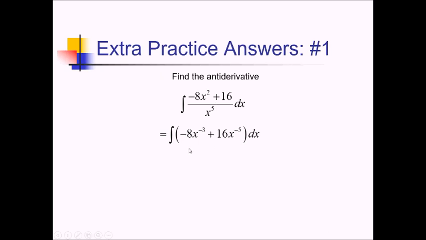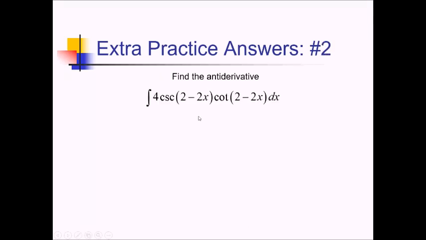And now let's just use the reverse power rule. So this first exponent's going to bump up to a negative 2. Dividing by that, we're going to have 4x to the negative 2. And over here, this bumps up to a negative 4. Dividing by negative 4, we have minus 4x to the negative 4. And then don't forget the plus c.